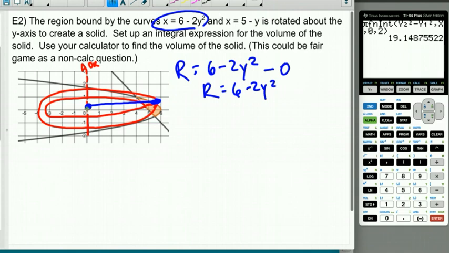For the little radius, it's going to be the axis of rotation to the line. So the little radius is going to be the line, which is the 5 minus y, minus the axis of rotation, which is 0. So I just get 5 minus y.